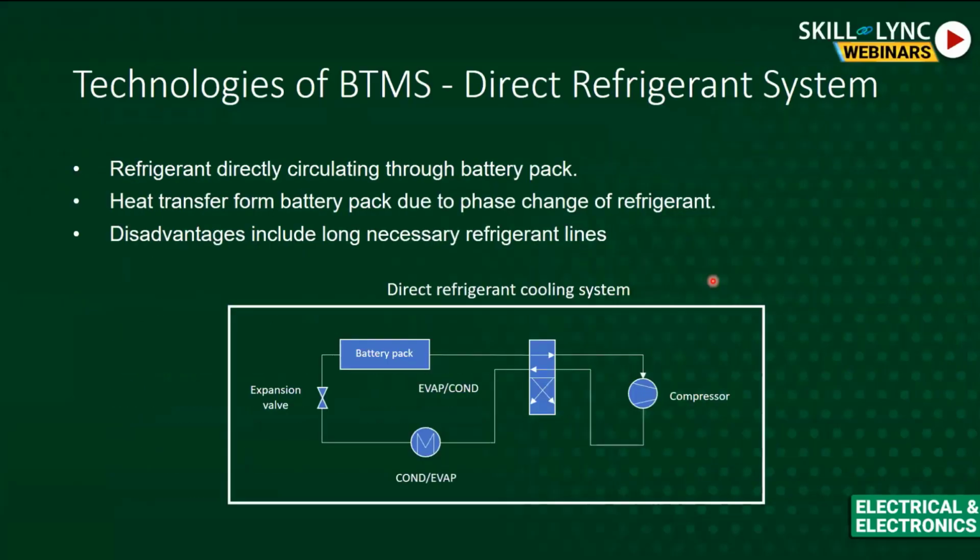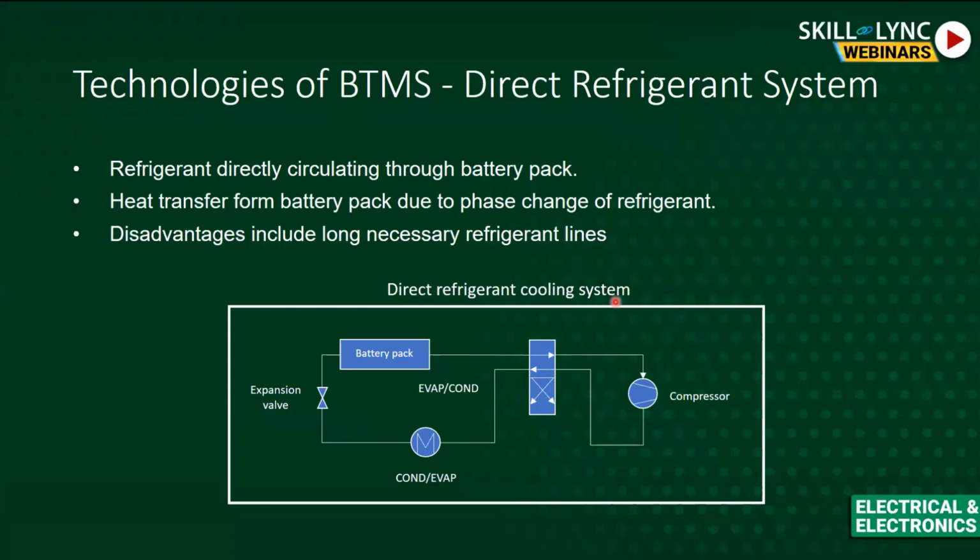So now, I've just given a brief idea of what a direct refrigerant cooling system is. This is one of the concepts, but it is not widely used, or not at all used, in battery thermal management systems, for two or three reasons. One is that phase change of the refrigerant occurs in this particular system, and the other is the boiling point of the refrigerant and the coolant. There is a big difference in the boiling point of refrigerant and coolant.